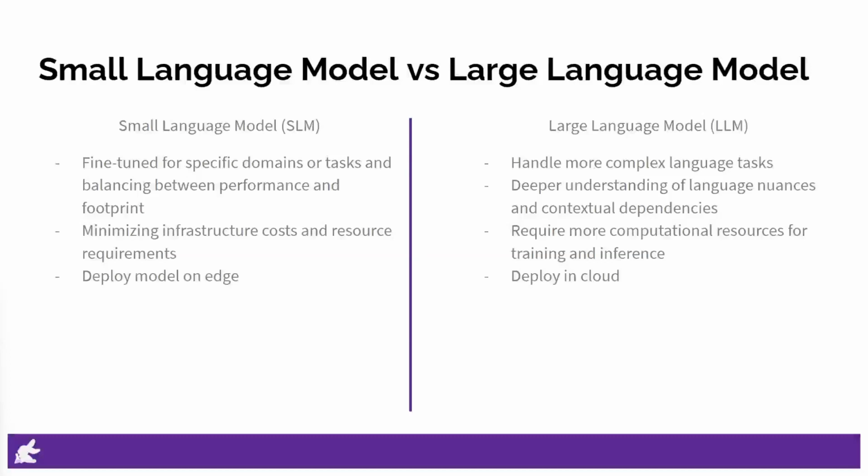Large language models have significantly more parameters compared to small language models. They can handle more complex language tasks and have a deeper understanding of language nuances and contextual dependencies. Large language models require more computational resources for training and inference. They are usually deployed in the cloud nowadays, but researchers are working on how we can deploy LLMs on edge while keeping their amazing performance.